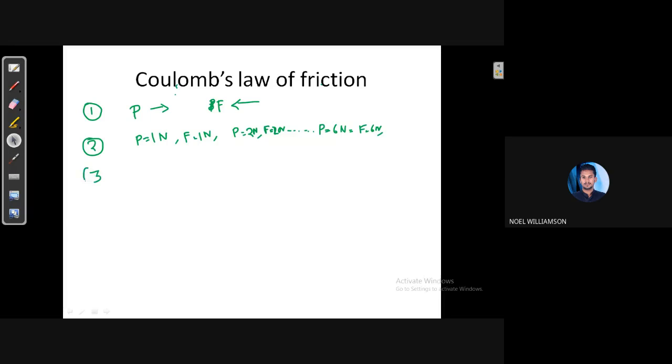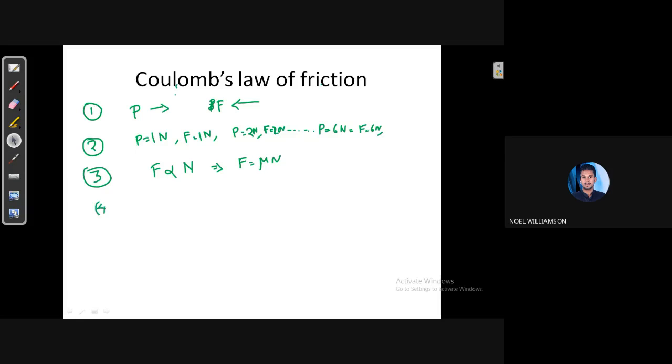Now, third one, the magnitude of the limiting friction bears a constant ratio to the normal reaction between the two contact surfaces. That is, F proportional to normal reaction N, which implies F is equal to mu N, where mu is the coefficient of friction.